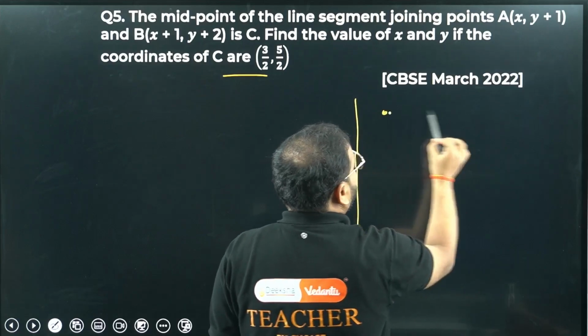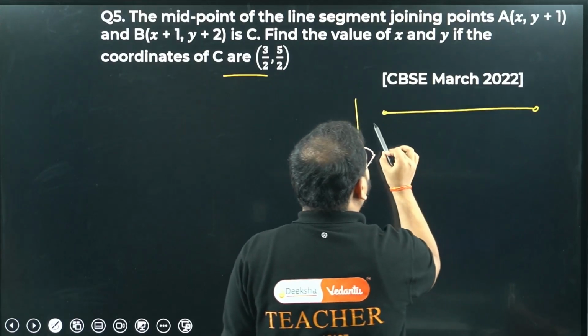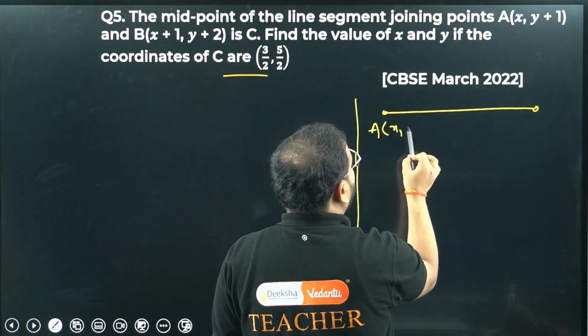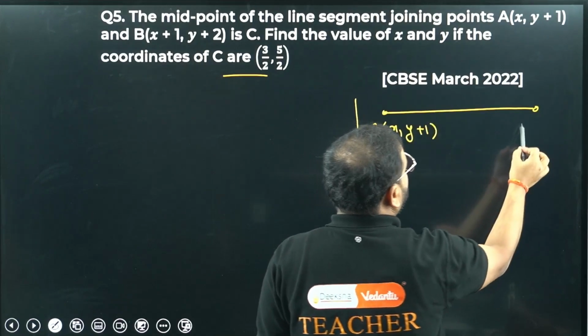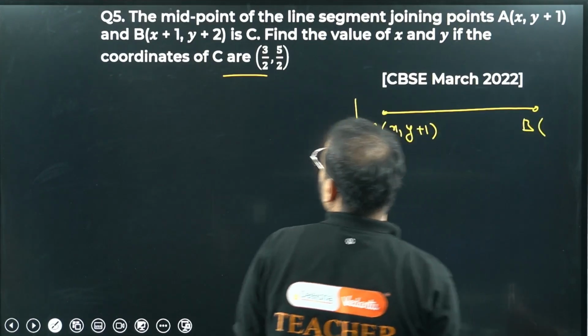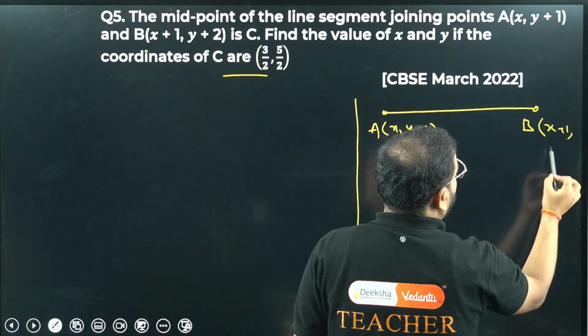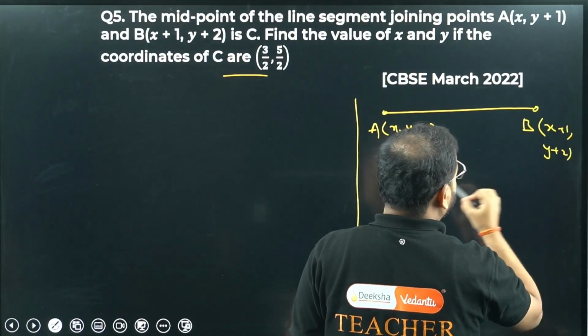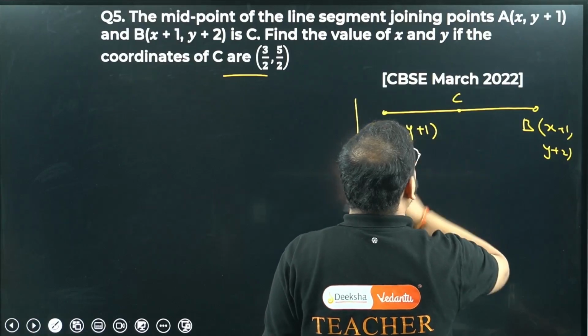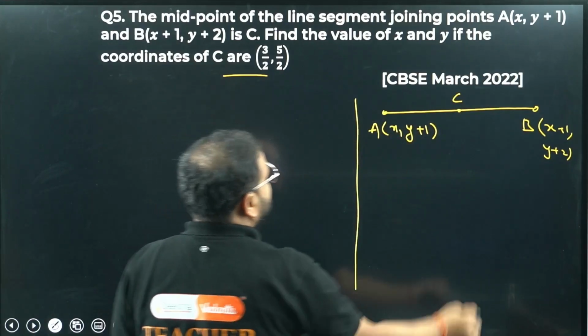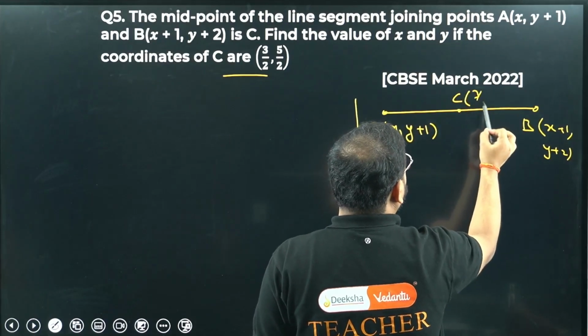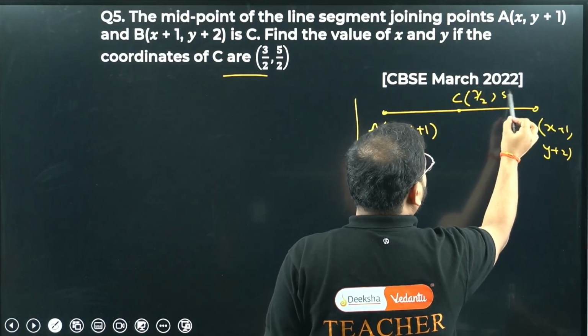So I have A over here, I have B over here. My A's coordinate is what? x comma y plus 1, and my B coordinate is what? Please check. x plus 1 comma y plus 2. Okay, and this is point C as the midpoint. This is given as 3 by 2 comma 5 by 2.